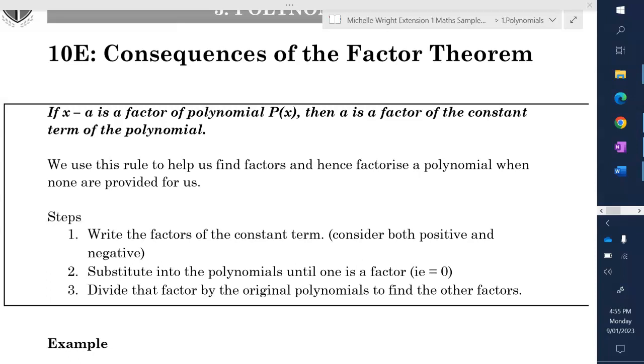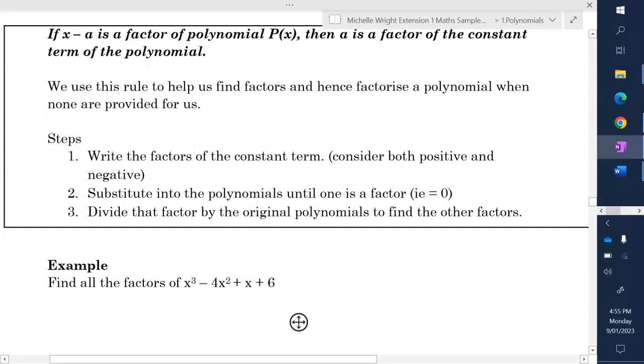Now, this is probably one of the most important consequences of the factor theorem, and I showed you this in 10D in the OneNote as well. We'll have a look at this again. It says if x minus a is a factor of the polynomial p of x, then a is a factor of the constant term of the polynomial. For example, with this polynomial down here, we would look at the factors of 6 because that's our constant term, and that would help us find the factors of the actual polynomial.